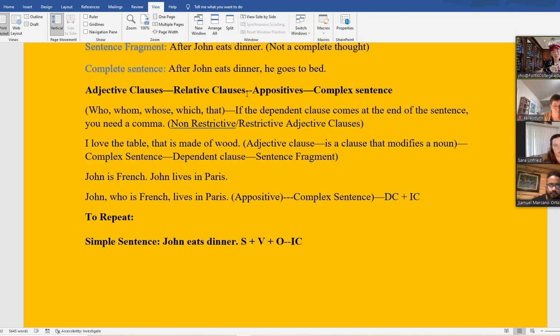Also, another one is non-restrictive and restrictive adjective clauses, meaning that if the clause is not important to the sentence, then we use commas. If it is important to the sentence, we don't use any comma. But that's not covered as much in your grammar.